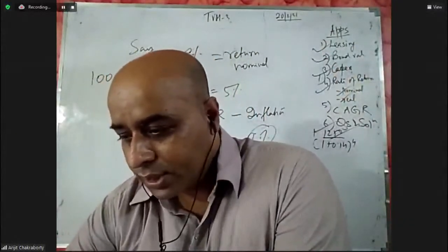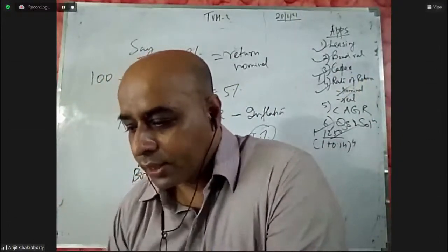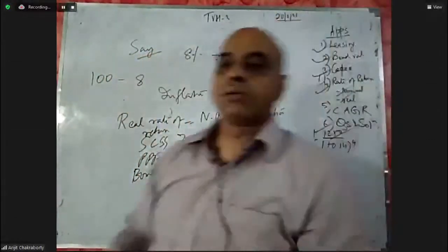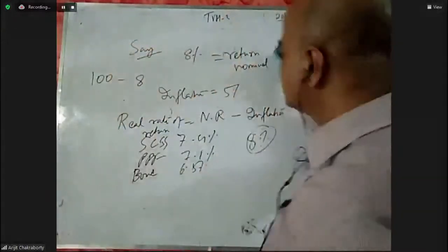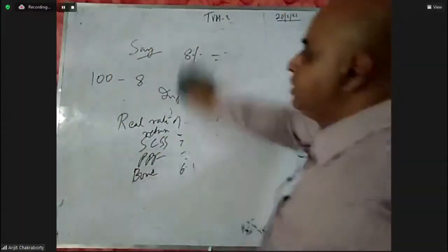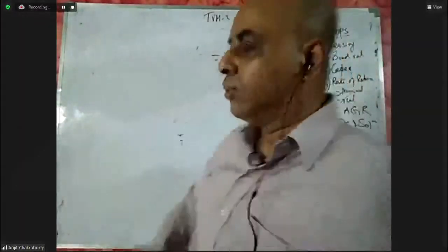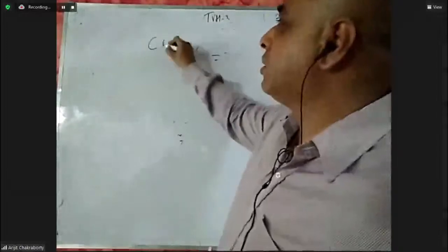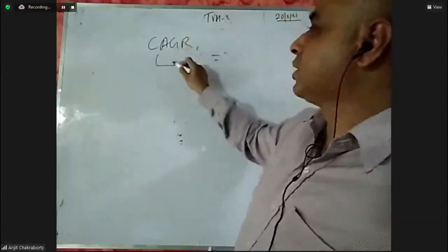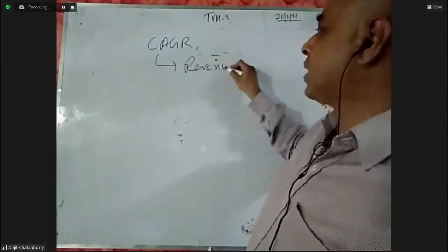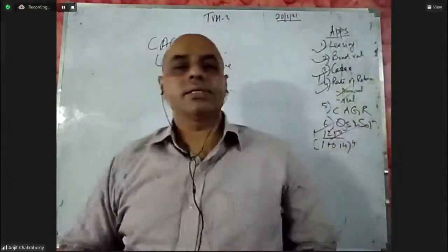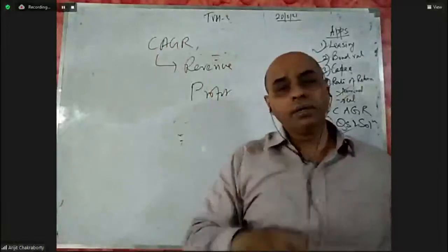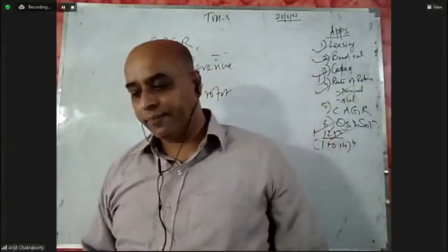The last point is the compounded annual growth rate, and compounded annual growth rate is used to find the annual performance of companies, and it can be the growth rate in terms of revenue, right? CAGR. So it can be the growth rate in terms of revenue, or it can be the growth rate in terms of profit. Okay, but it is compounded annual growth rate, so it is compounded annually.